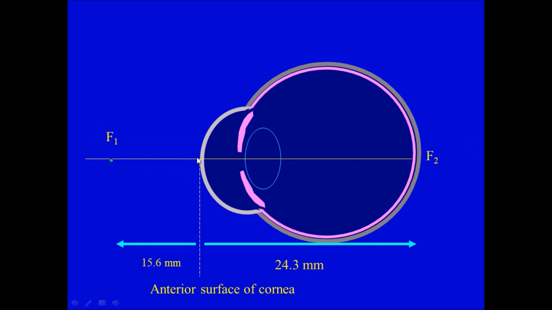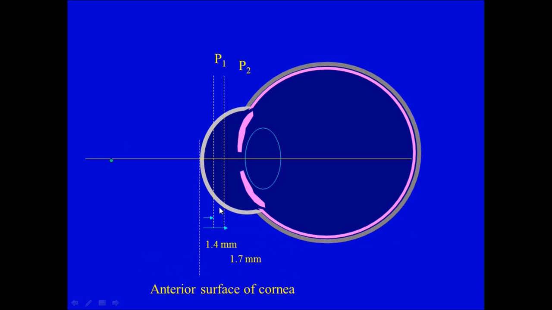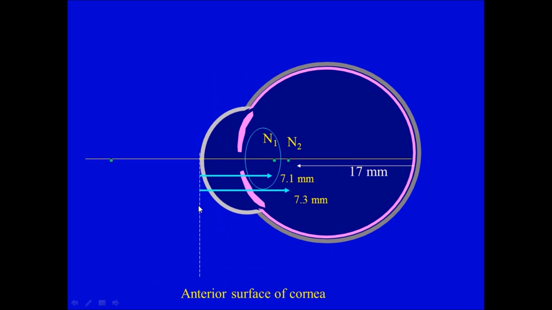Now F1 is anterior to the cornea by a distance of 15.6, while the distance from the anterior surface of the cornea to F2 is 24.3. For the principal planes, the first one is behind the cornea by 1.4 and the second one is behind the cornea by 1.7 millimeters. For the nodal points from the anterior surface of the cornea, N1 is 7.1 and N2 is 7.3. N2 is away from the retina by 17 millimeters.